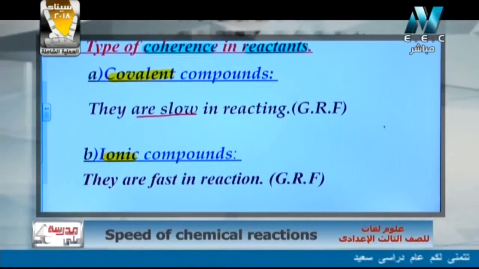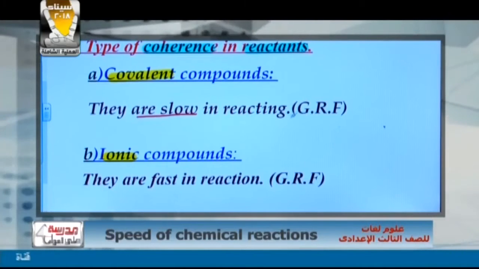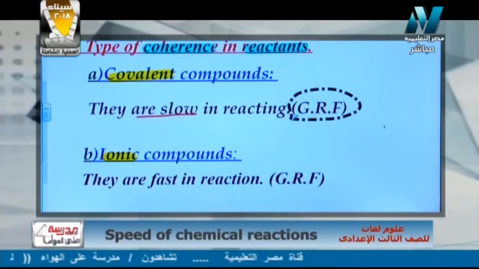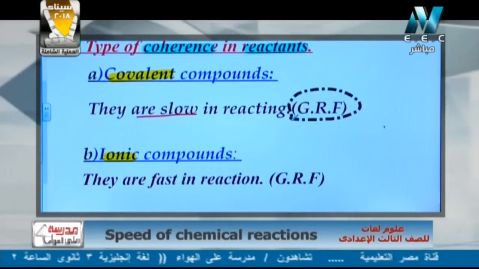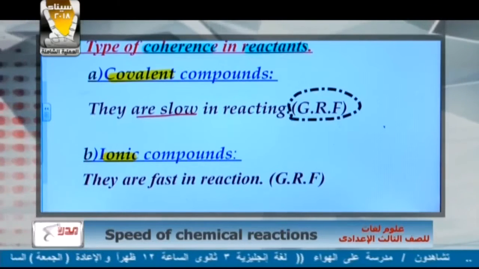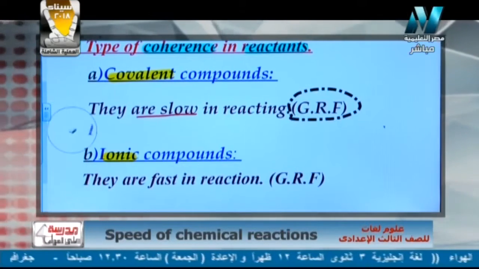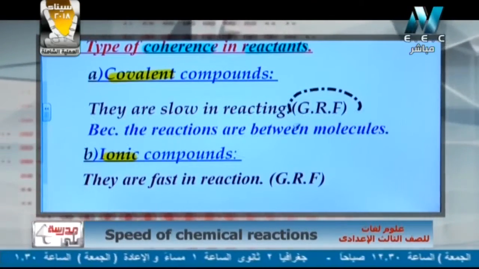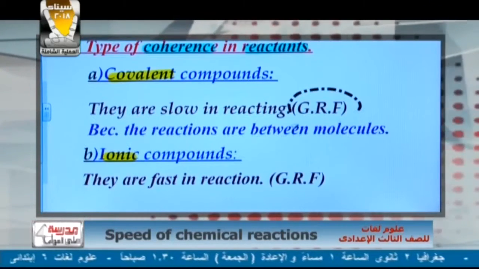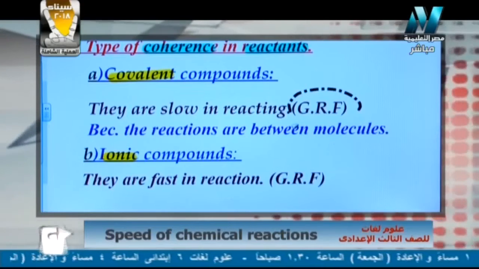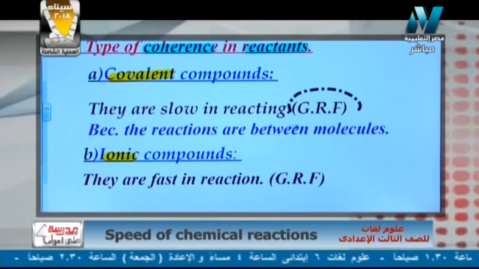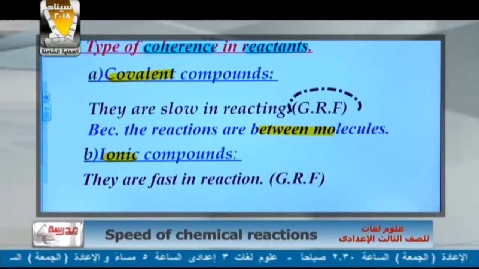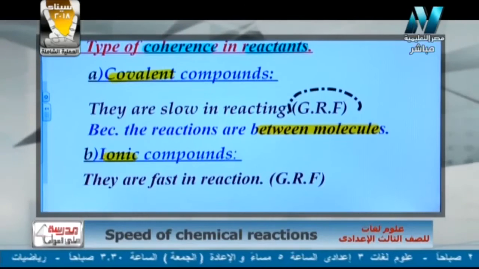Give reason for. Why? Of course here we have the molecules, not ions, because this compound is formed by sharing of electrons. So the answer here: because the reaction is between molecules, not between ions. It takes time because by sharing, they are combined together strongly. So the reaction is between the molecules.